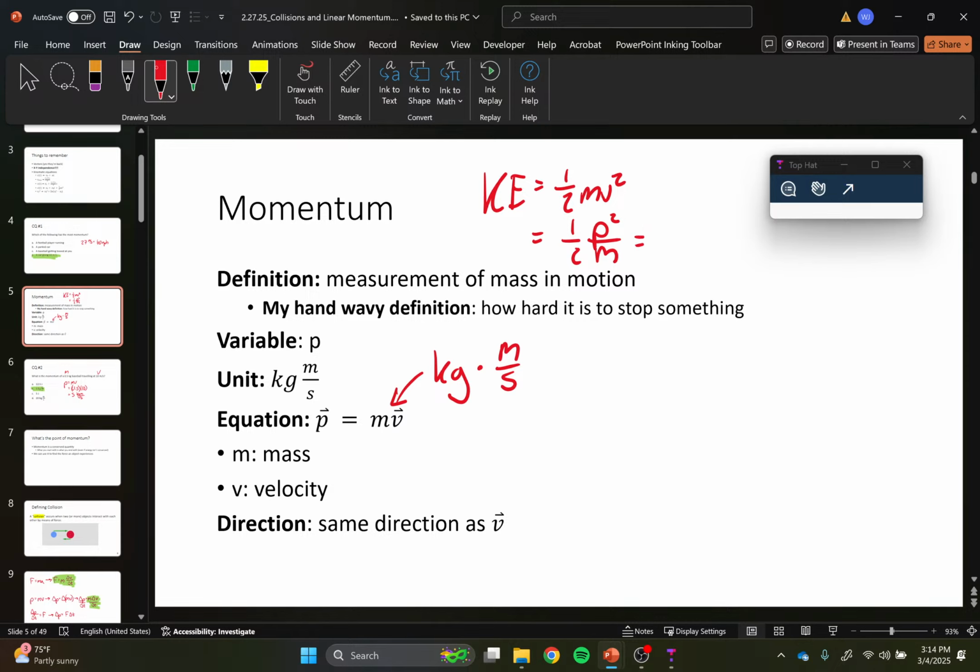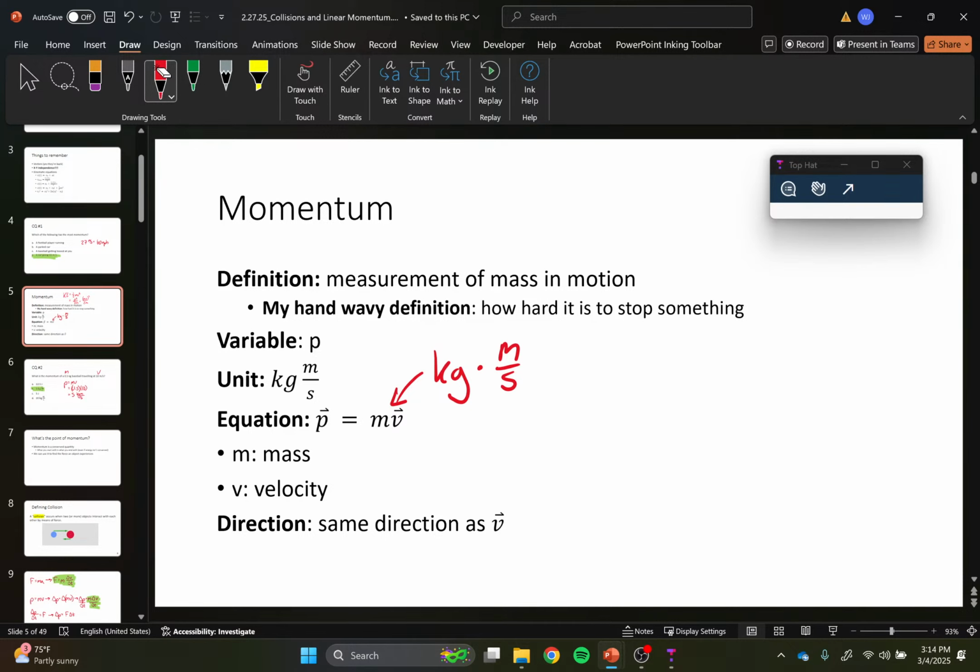You can see that if you just write it, it's the same thing, but p squared over 2m. P squared over 2m is the exact same thing as 1/2 mv squared. But it's just one of those fun things. Physicists love momentum. You don't need to know that, but it's interesting. So, momentum, m times v.